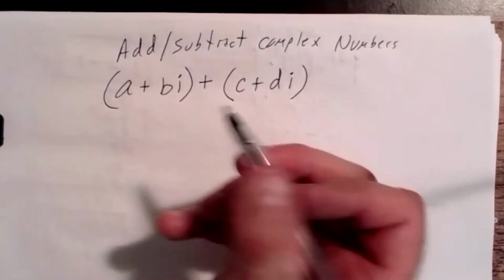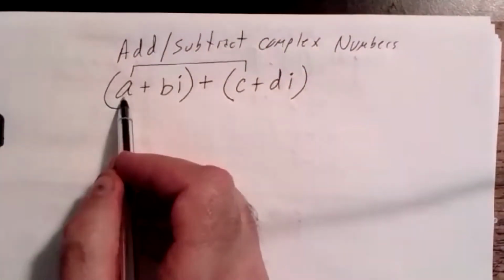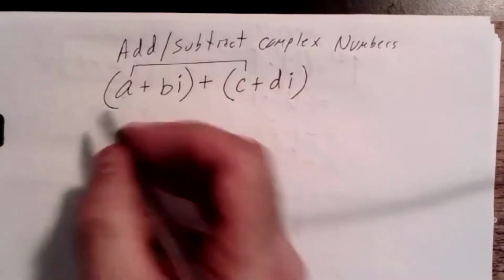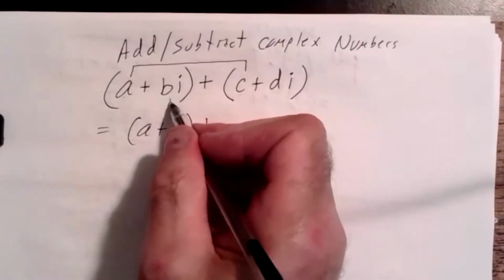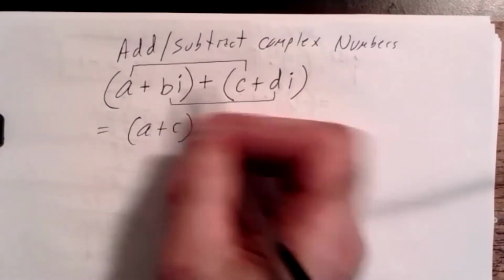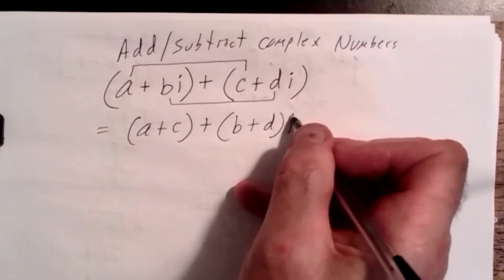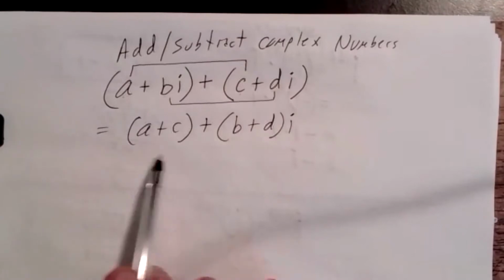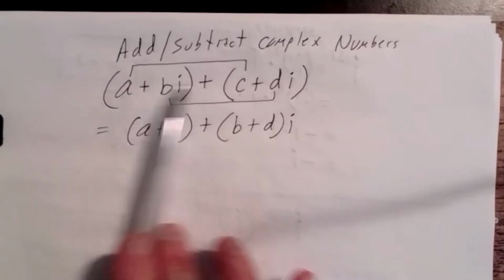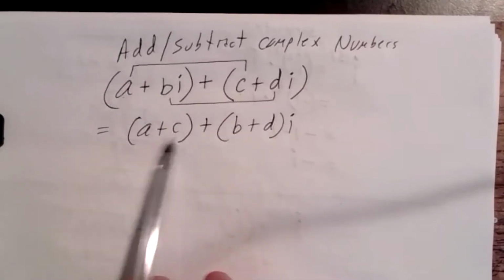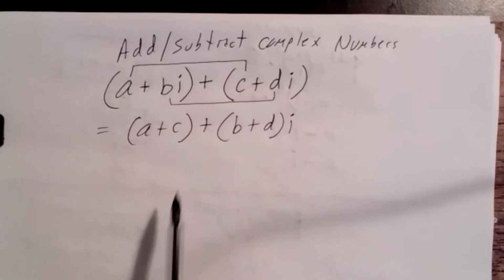Well, the do's is we can only add the real parts together. So a can get added to the c because these are the real parts of the two complex numbers. So a gets added to c plus, and then the imaginary parts can only be added together. So b gets added to d times the pure imaginary unit i. This in general shows us how we add complex numbers together. We can only add the real parts together to get a real part, and we can only add the imaginary parts together to get an imaginary part.